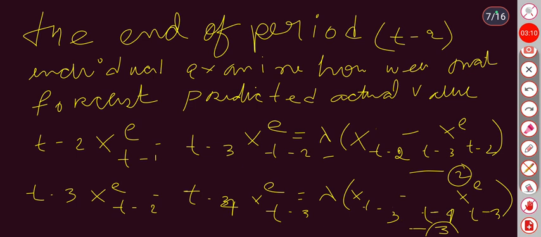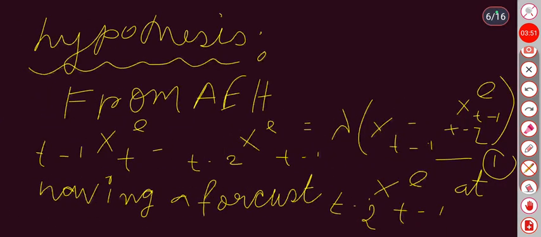And similarly the expected value of t minus 2th period depends upon t minus 3th period information, minus expected value of t minus 3th period information, which depends upon the t minus 4th period information, that is exactly equal to lambda multiplied with actual value of t minus 3th period minus expected value of t minus 3th period. The equations are named 1, 2 and 3.